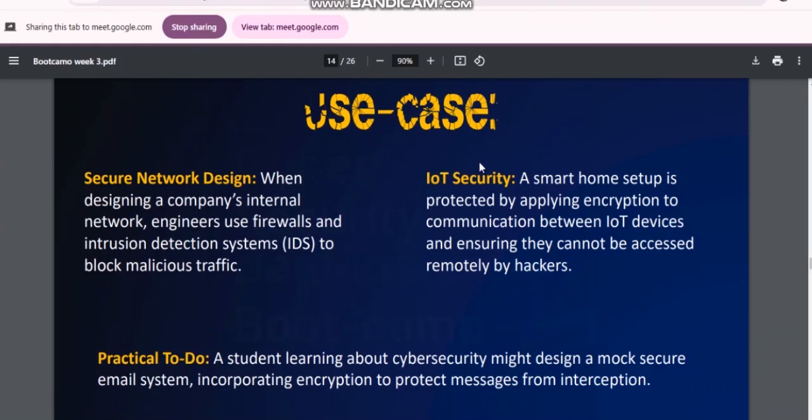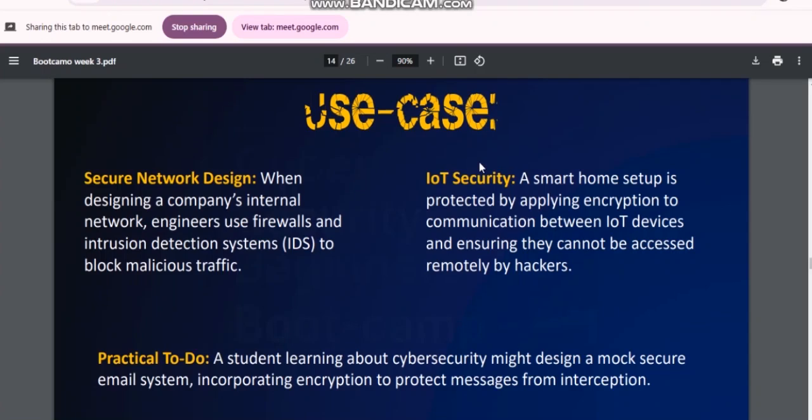So, in this particular use case, a smart home setup is protected by applying encryption to communication between IoT devices. All those devices that can listen to the internet, both in organizations and in our homes, should be encrypted, ensuring they cannot be accessed remotely by hackers.